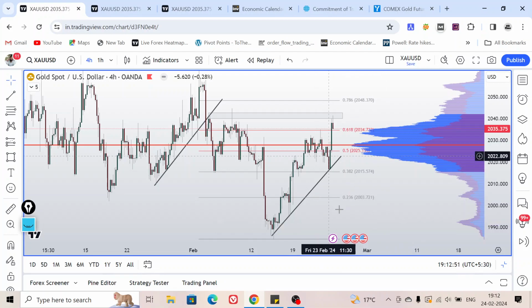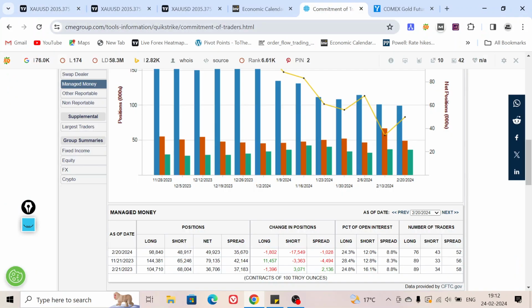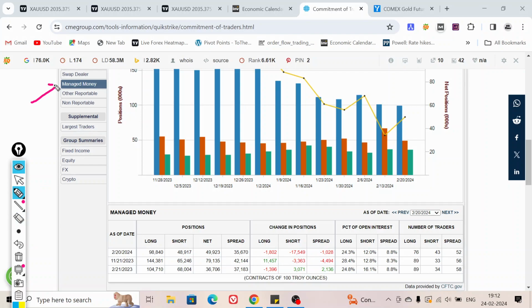Before going into the price action chart, let's check the latest COT, that is the Commitment of Traders report. If we check the change in position for this particular week, you can see that the managed money are covering their short positions by 17,549. This is a big short covering, and we already saw the impact in the price action chart, because after this short covering we saw a good bullish move in the previous week.